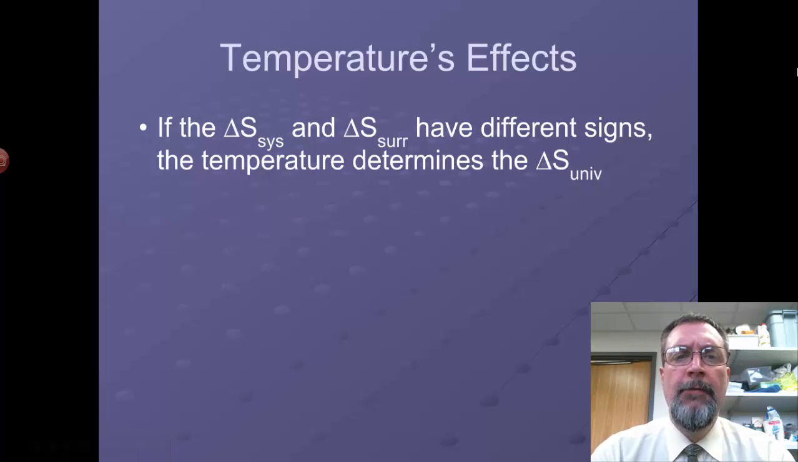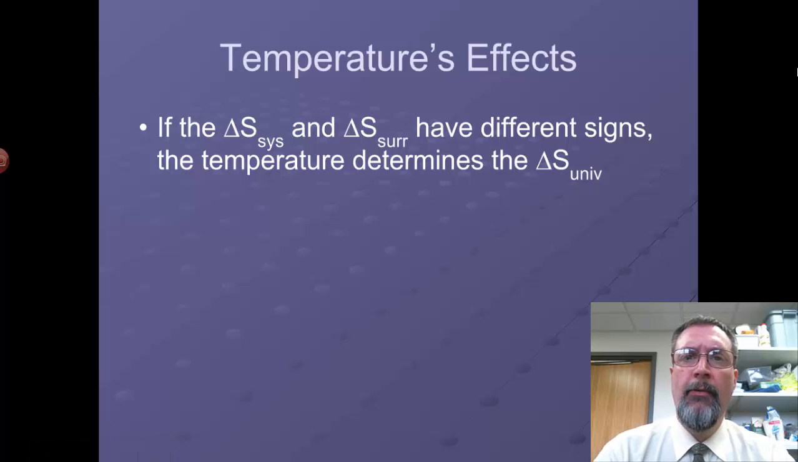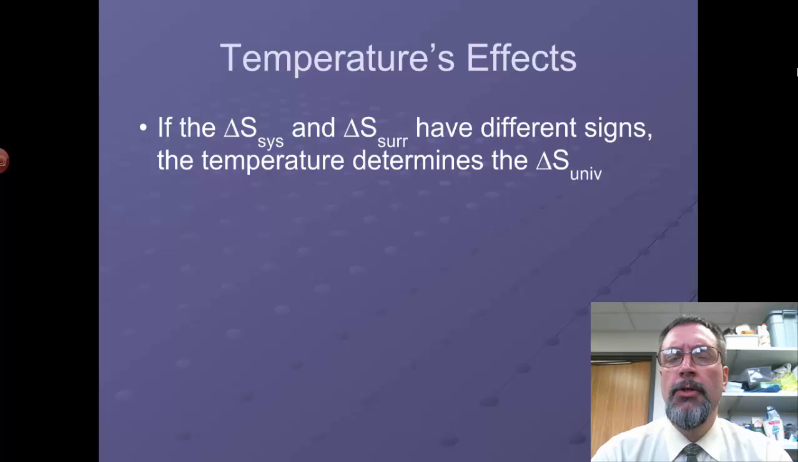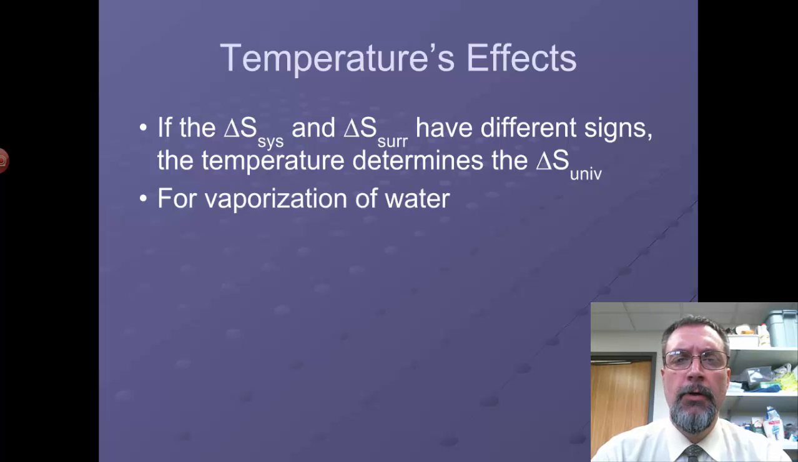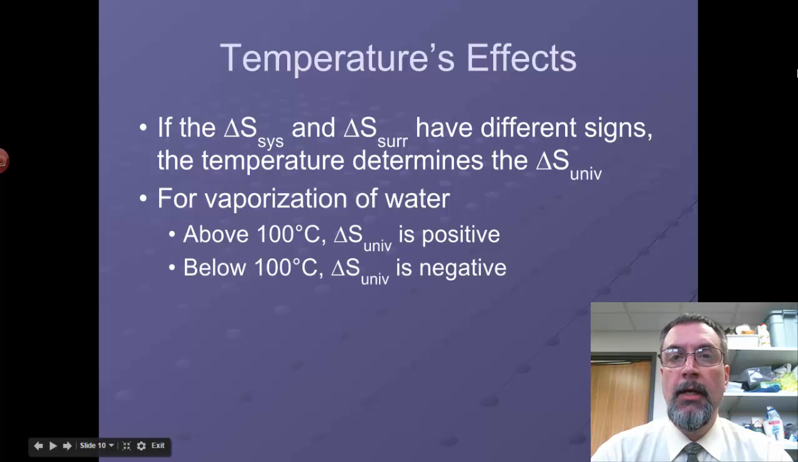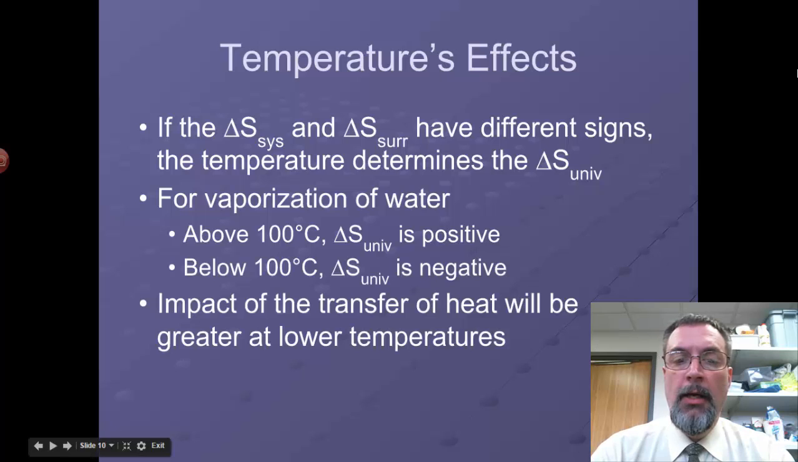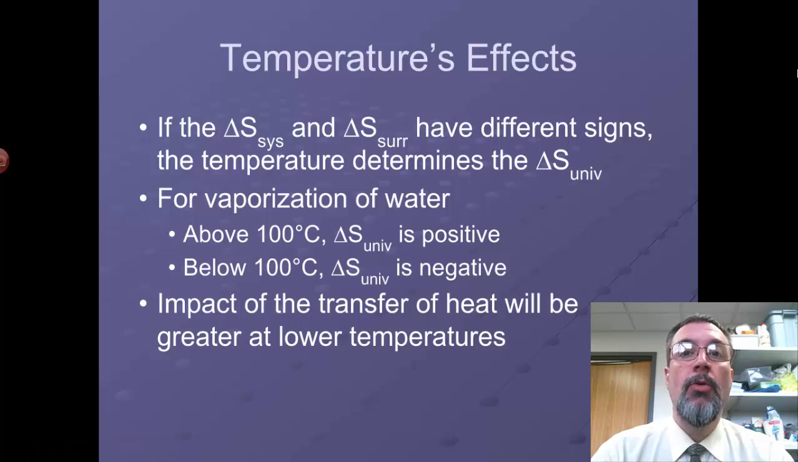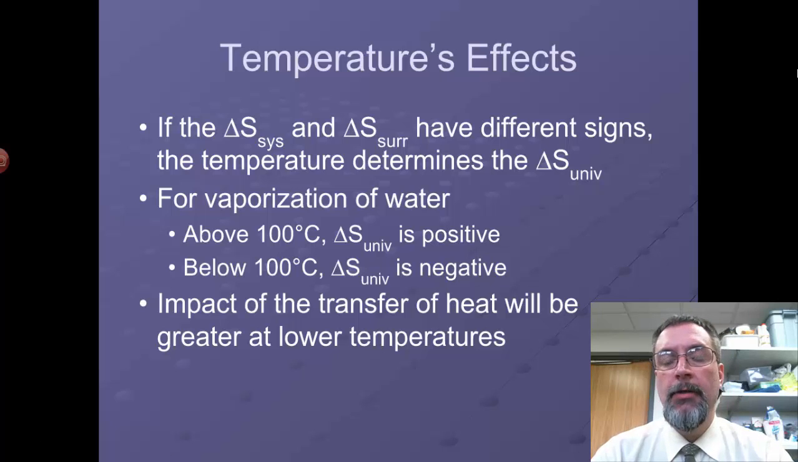All right, so if you have a situation like that, where the entropy of the system and the entropy of the surroundings have different signs, then it's the temperature that's going to determine the overall entropy change of the universe. Okay, so for the vaporization of water, we know that if the temperature is above 100 degrees Celsius, then delta S of the universe is positive, and if it's below, then it's negative. At lower temperatures, heat transfer has a greater effect on this than at higher temperatures.